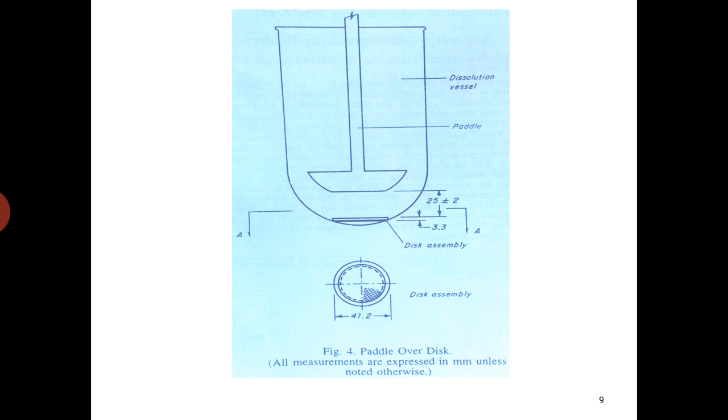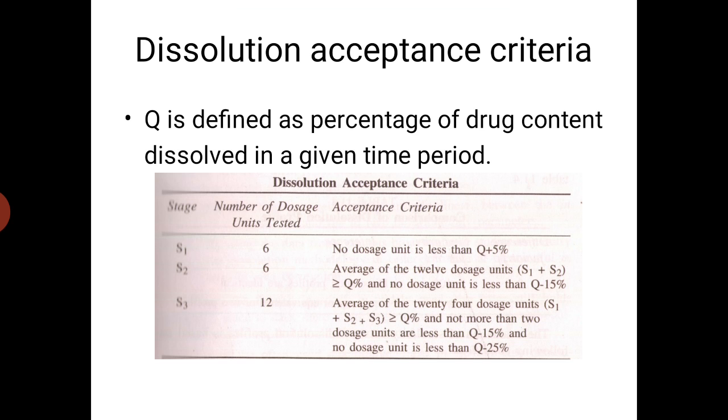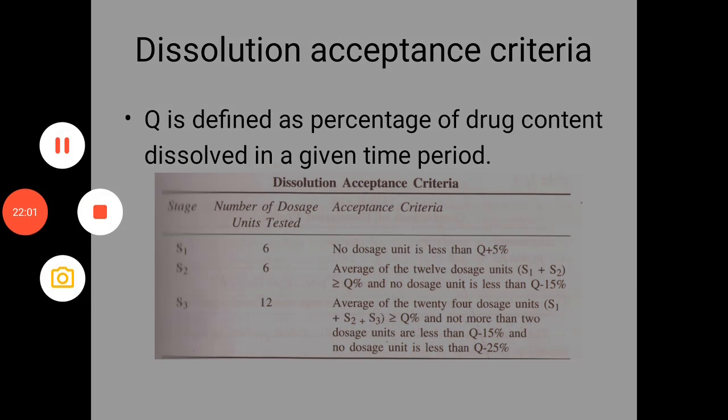And this is another picture of paddle over disc, which was given with the measurements. This picture is not of major importance. It's exactly the same as the previous one you have seen. Now you have completed the dissolution apparatus. The types of dissolution apparatus are over now.